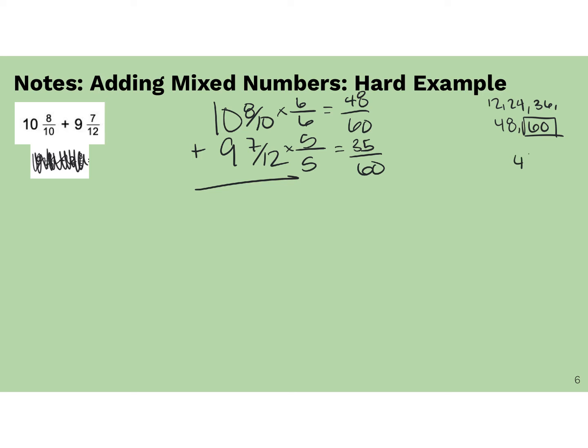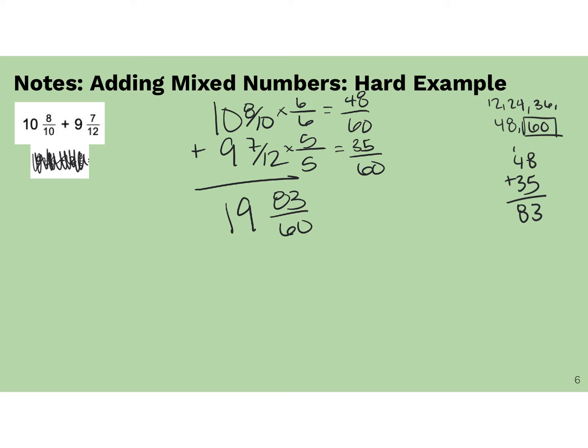I can't do it in my head, so 48 plus 35. You can use a calculator for this. I'm doing it by hand. That's 83. So I have 83 over 60. The next step says to add the whole numbers. 10 plus 9 is 19.